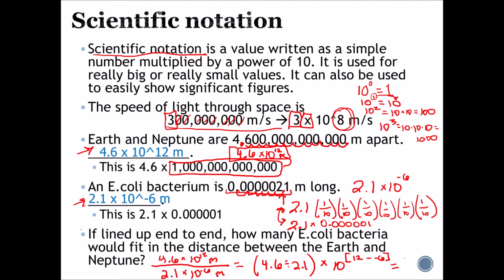So in your calculator, 4.6 divided by 2.1 gives me 2.19. So I'll use two significant figures here. That's 2.2 times 10 to the 12 minus negative 6 gives me 18. 2.2 times 10 to the 18th power.